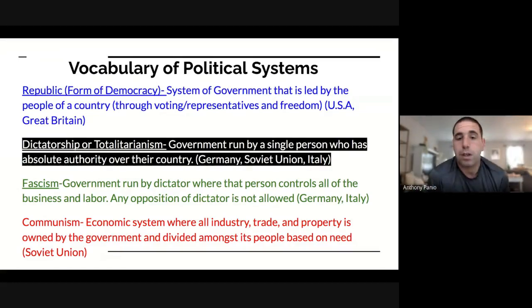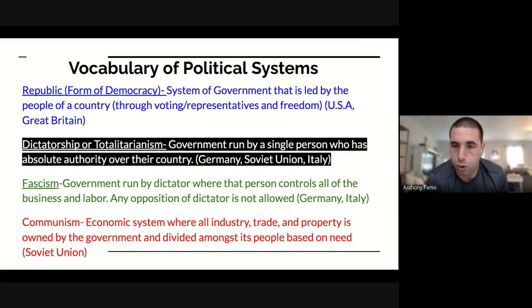Okay, so now that we know a dictatorship, we should know that we're going to go into the word fascism. Okay, fascism and dictatorship are often kind of mixed together, but there is a little bit of a difference. So fascism, or a fascist government, is run by a dictator where that person controls all of the business and labor. So the government basically controls everything.